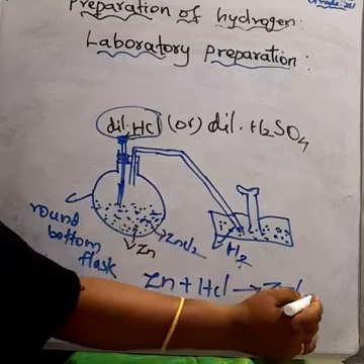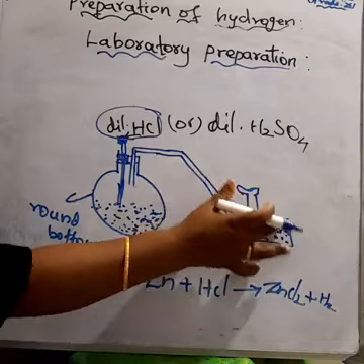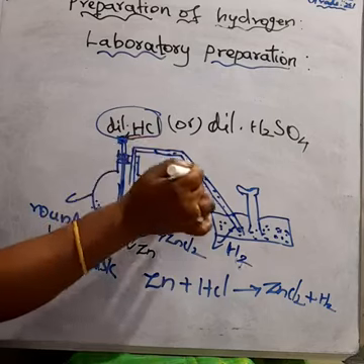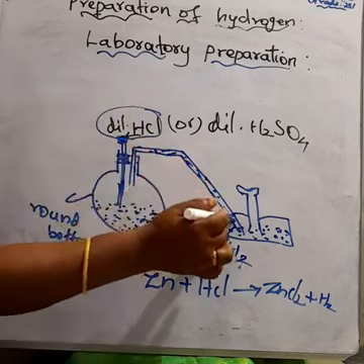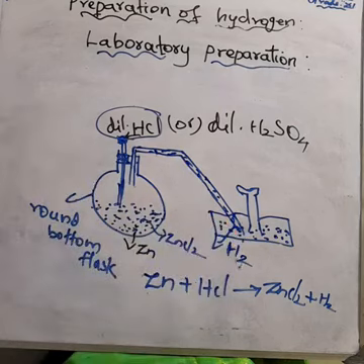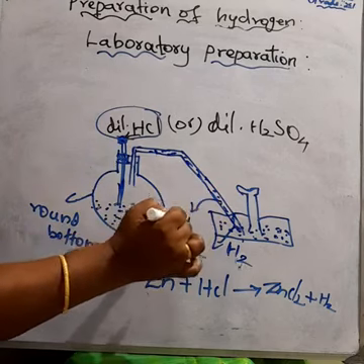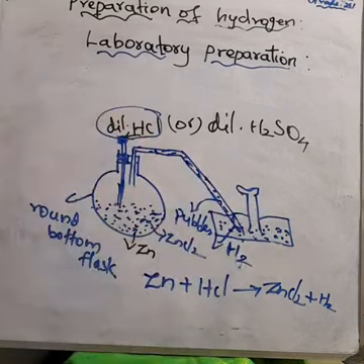This hydrogen gas is collected in a reservoir. In this reservoir, we can collect the hydrogen gas through the bubbles. We can see the hydrogen gas as bubbles forming, and we are collecting it in a reservoir. This is the preparation of hydrogen in the laboratory.